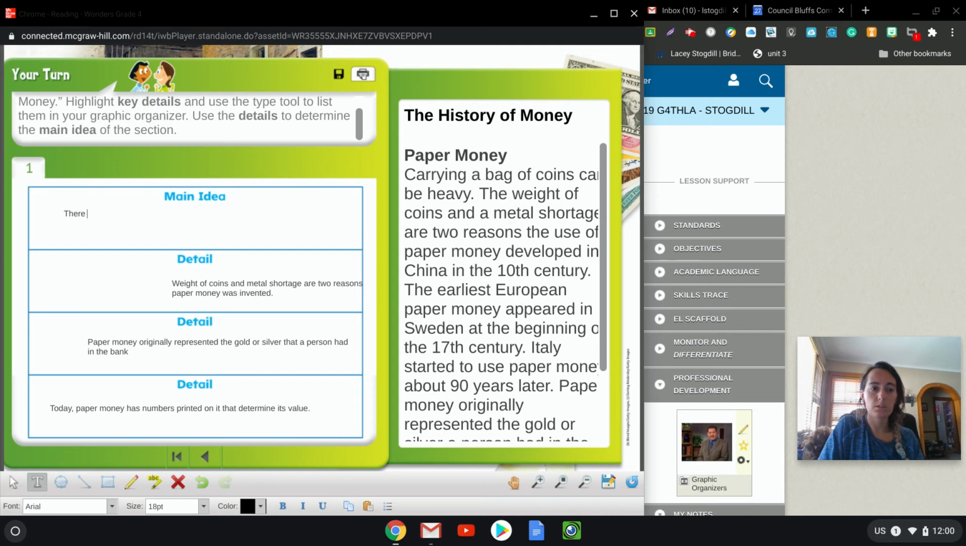There were problems with coins, and right here is that detail about the problems with coins. So paper money was invented to be more efficient. It didn't exactly say that, but my three details match that. So that is exactly what we're looking for with main idea and details, and I hope you were able to find some of those faster than your teacher.